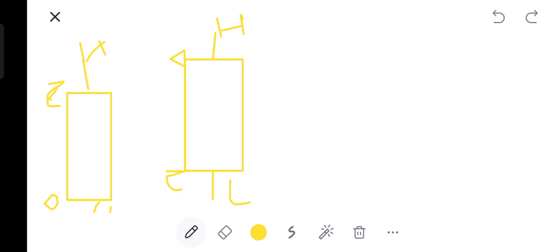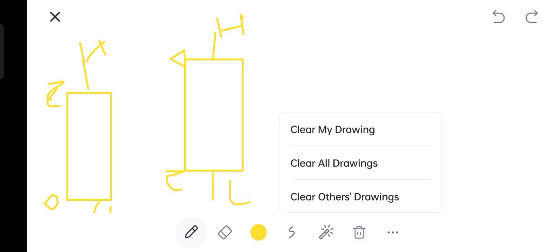For an example, I'm just going to make an uptrend. There's our uptrend. This is an uptrend.